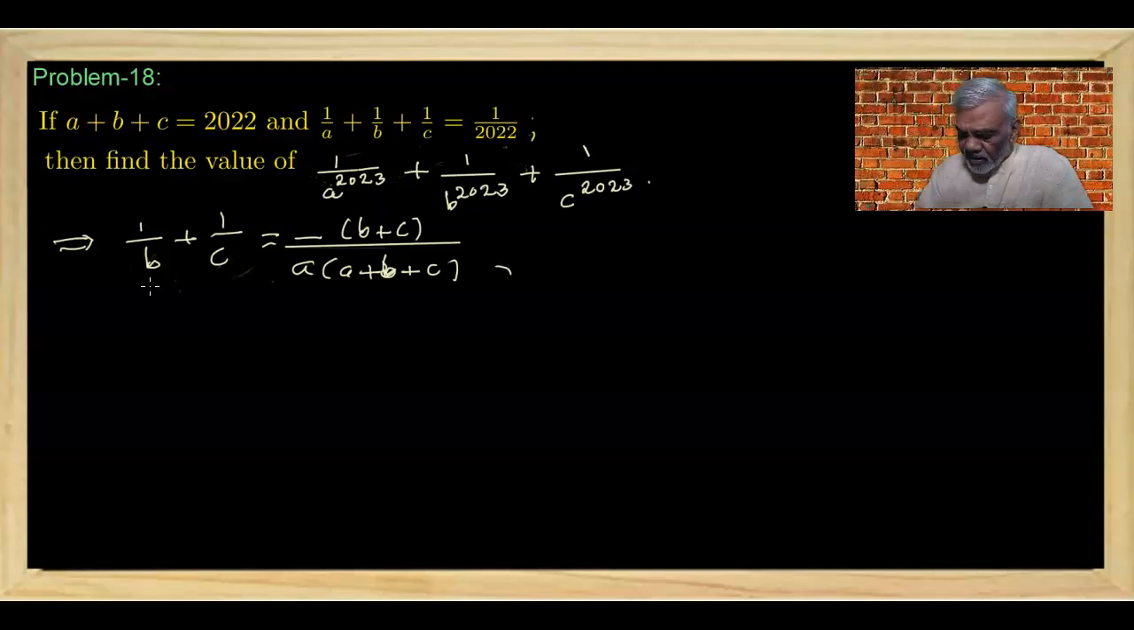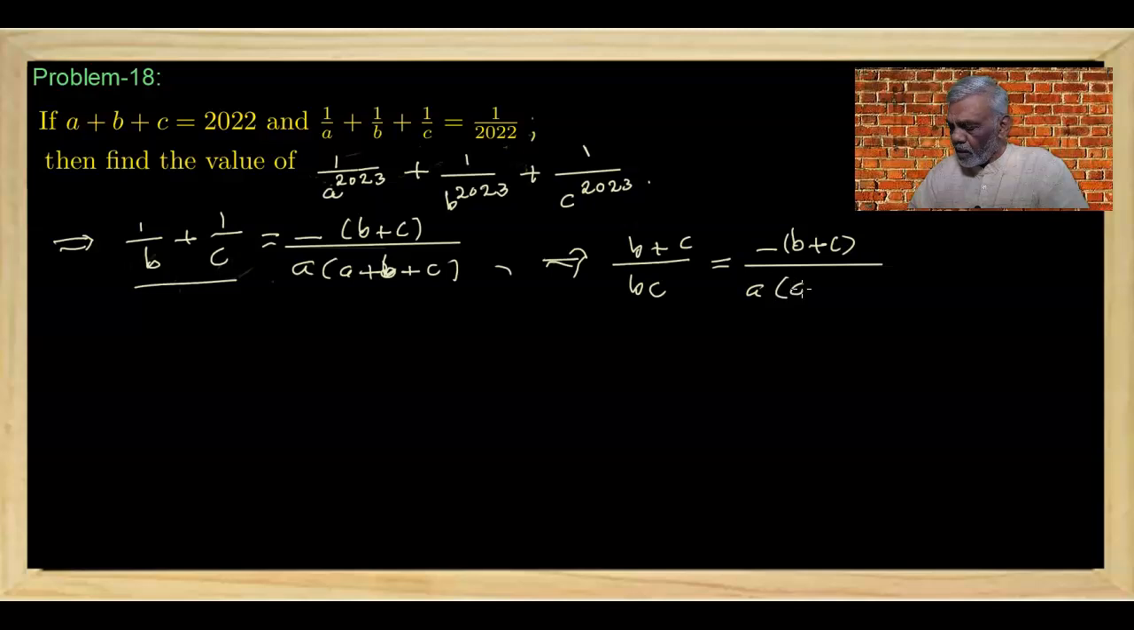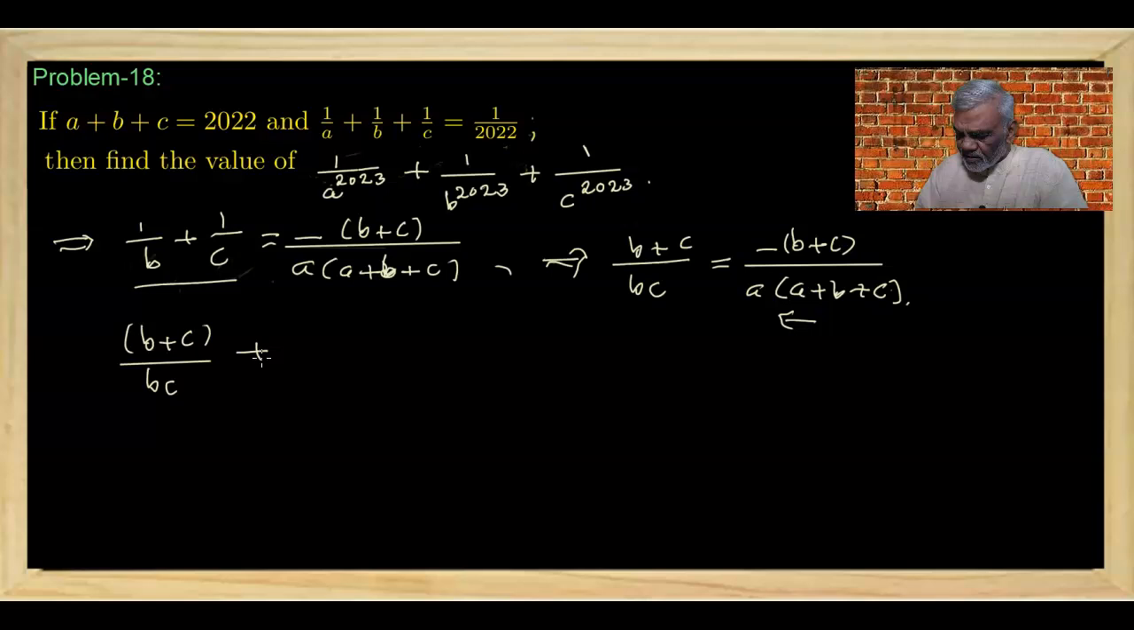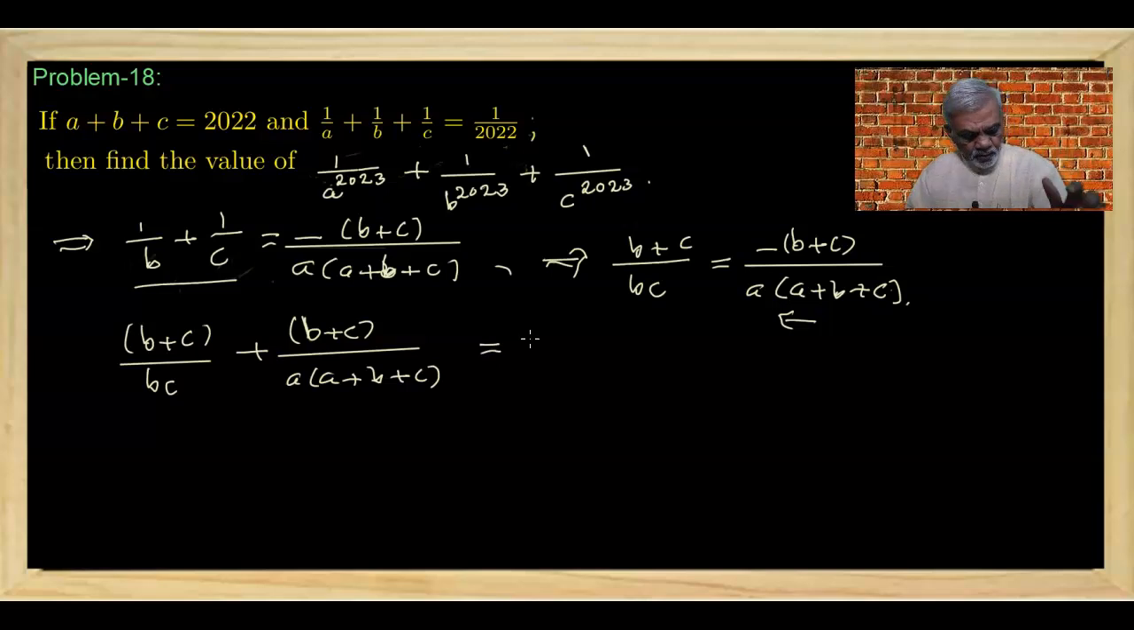And the left hand side you can simplify this one. This implies b plus c divided by bc equal to minus b plus c divided by a into a plus b plus c, and taking this to the left hand side, so we'll get b plus c divided by bc plus b plus c divided by a into a plus b plus c is equal to 0.